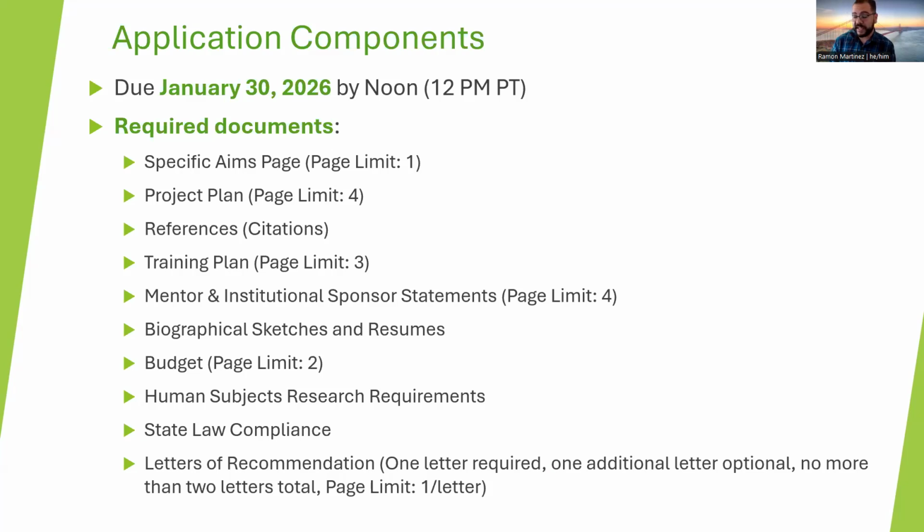Biographical sketches and resumes of both yourself and all sponsors of your research plan, including your mentor and any others that are part of the project. A budget no longer than 2 pages, which I believe is also a template that has been linked on the RFA document itself on our website. Human subjects research requirements documentation, compliance with state law, especially if you're dealing with human subjects, and letters of recommendation.